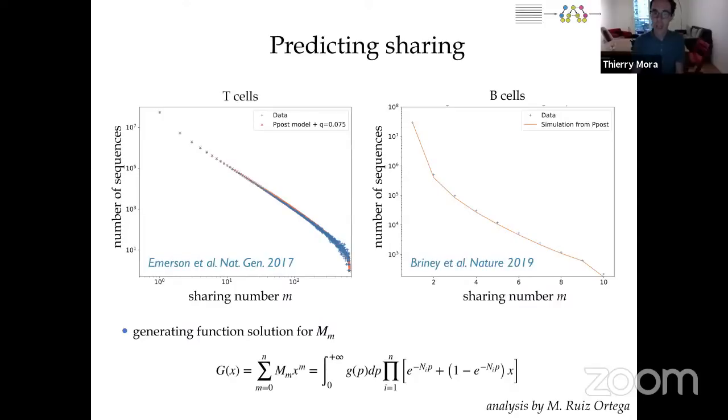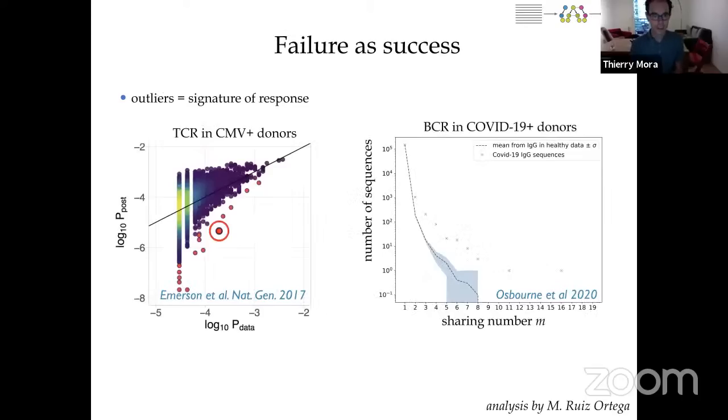So here you see a very good agreement, but I think what's actually interesting is when the theory fails, because this prediction is for individuals who give their blood for these repertoires, who are mostly healthy. And so it's interesting to now ask what's happening in the context of disease, like when there's a disorder. So this is what I call a failure as success. There are two examples here from our research.